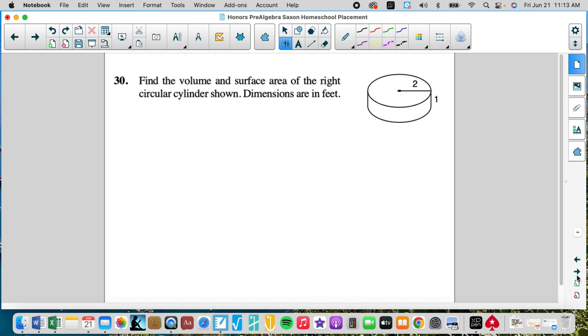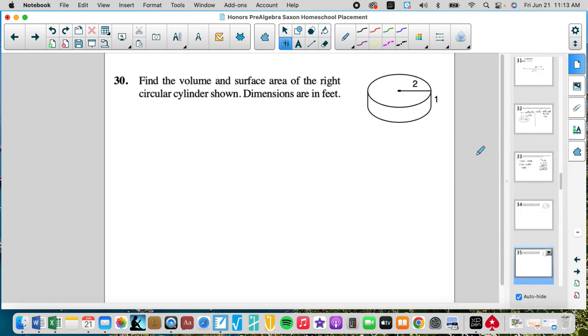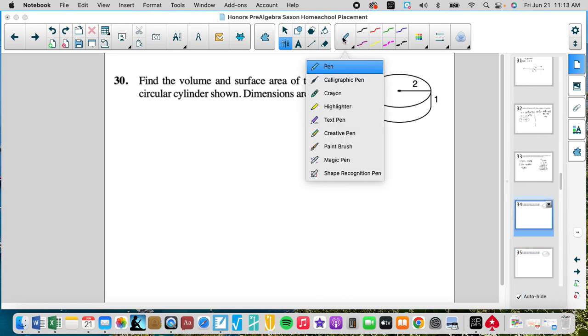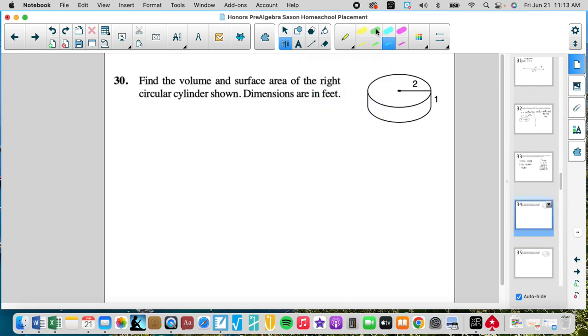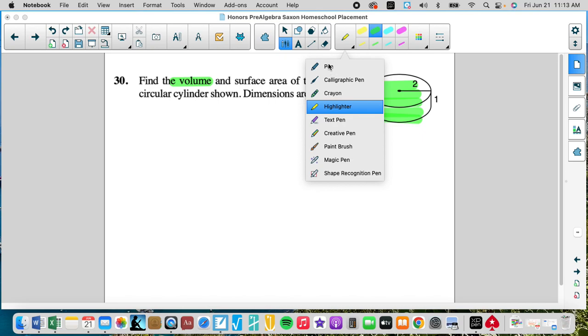Oh, I love volume. Love my volume and surface area. So let's duplicate this page, or let's clone it, and let's do each one. So the first one, we're going to do volume. So find the volume. The volume is going to be all of the inside of it. That would be volume of things.